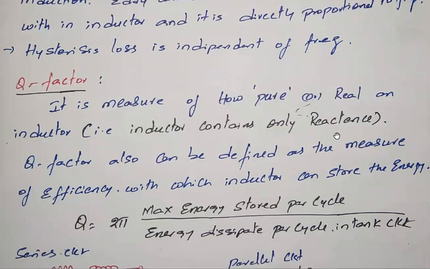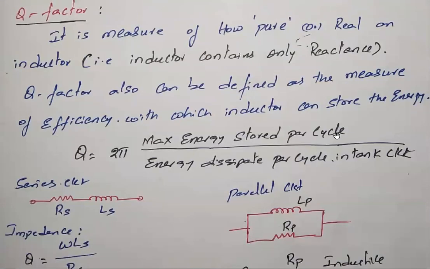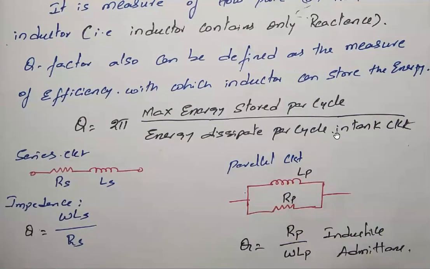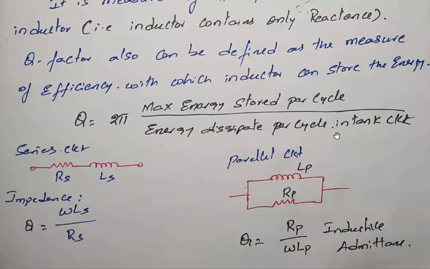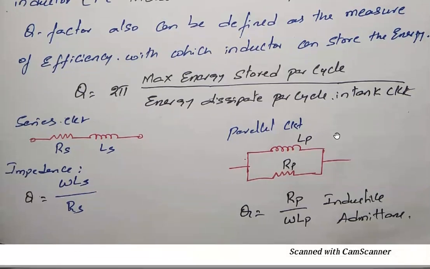It is given by the relation quality factor Q equals 2 pi times maximum energy stored per cycle divided by energy dissipated per cycle in the tank circuit. Okay, there are 2 types. That is, quality factor can be measured in series form and parallel form. In series form, the quality factor relation is omega Ls by Rs, whereas in parallel form the quality factor is given as Rp by omega L. Okay, these are the 2 relations when the inductor is in series with the resistor, and when the inductor is in parallel with the resistor. Okay, you have to remember.